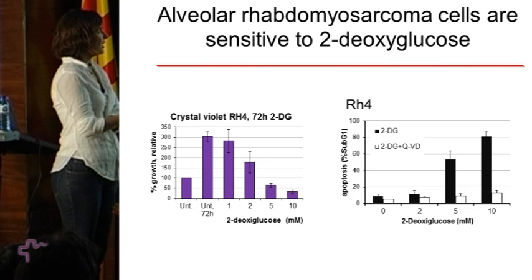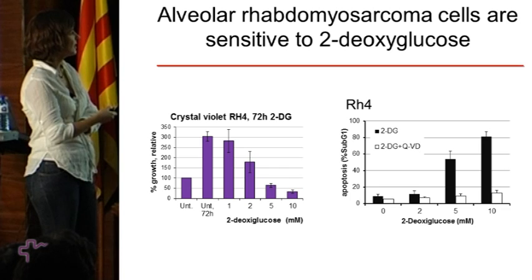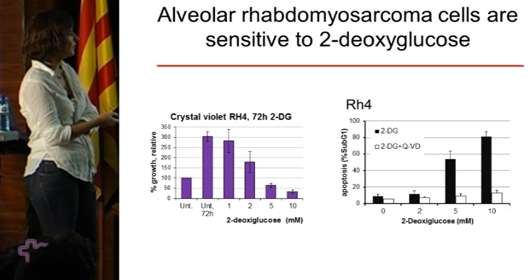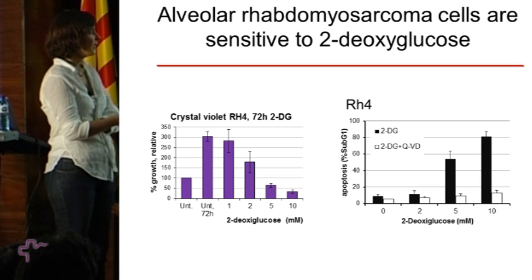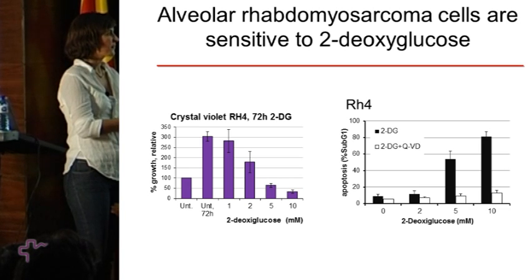So we decided to see what happens when you treat them with 2-deoxyglucose, and this is a crystal violet curve in which you can see that at different doses of 2-deoxyglucose cells stop growing, but they don't only stop growing, at somewhat higher doses they also die.